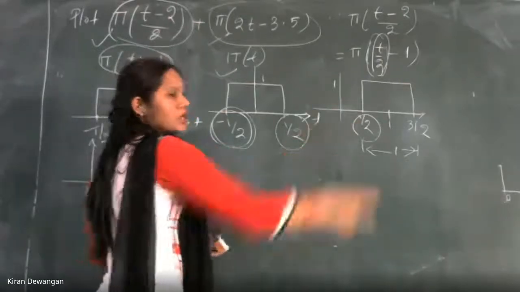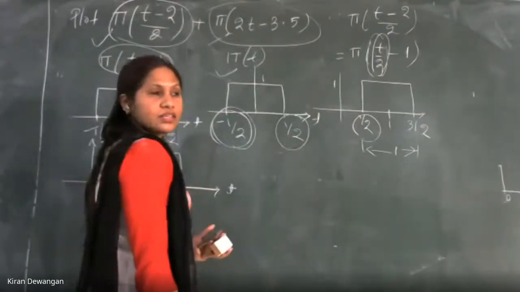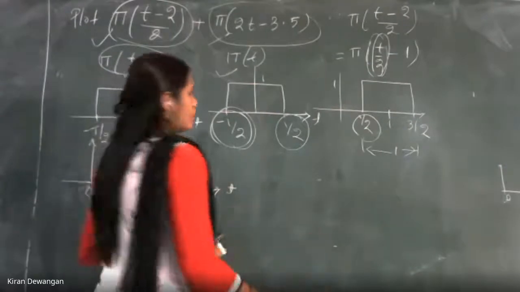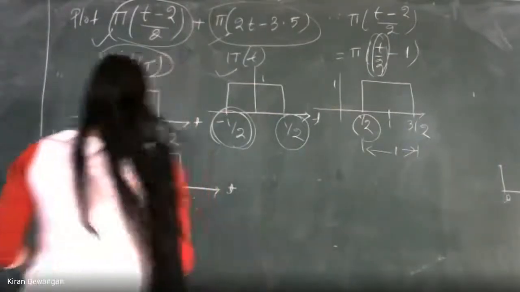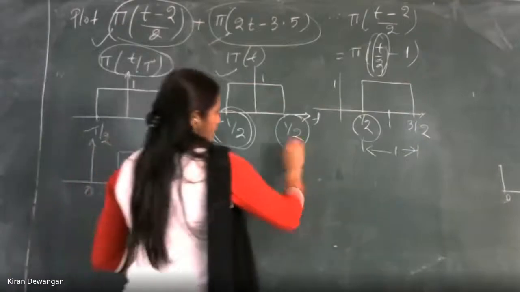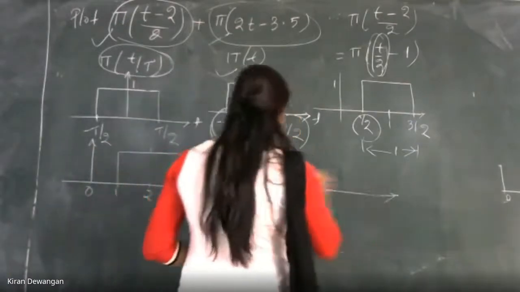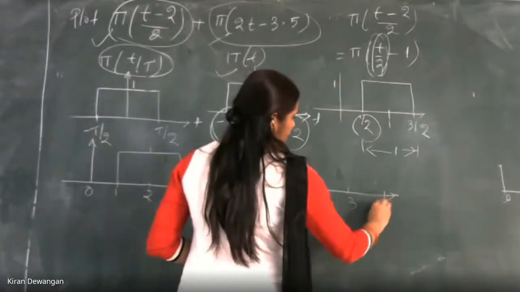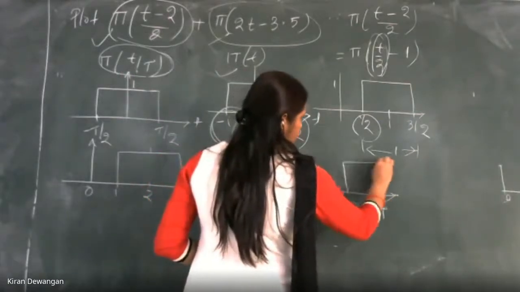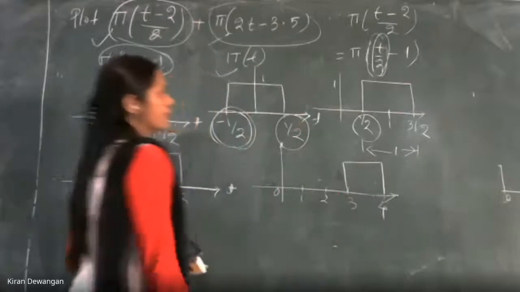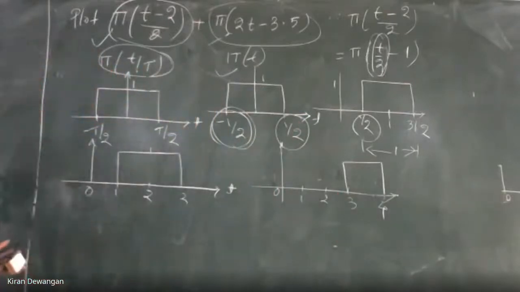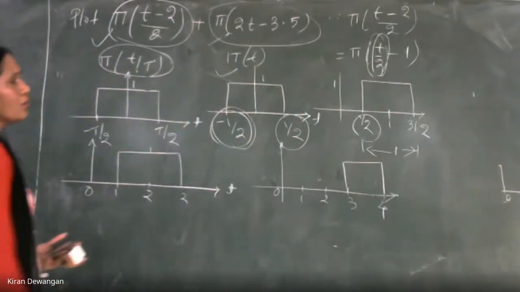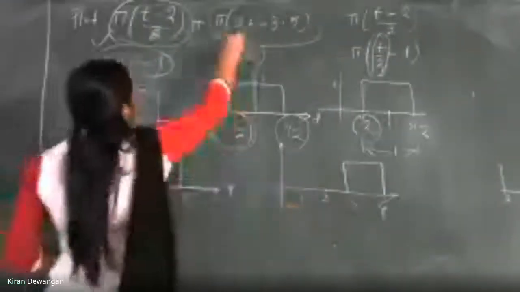And 1 by 2 plus 3.5 तो कितना हो जाएगा 4. So definitely the signal will be 0 1 2 3 4. It will start from 3 and it will end up at 4. ठीक है. Now we have to plot 2t of it.